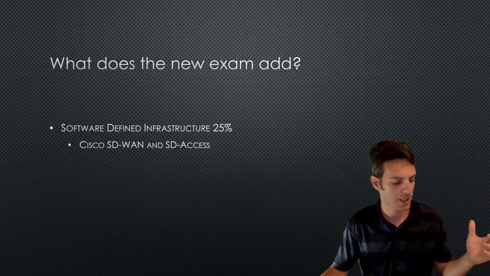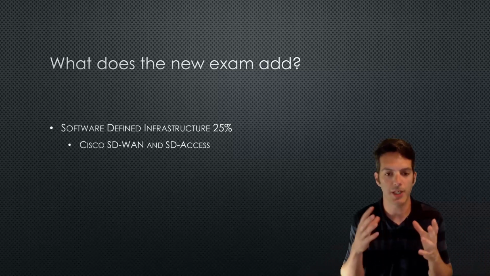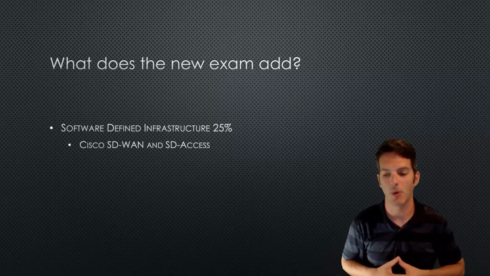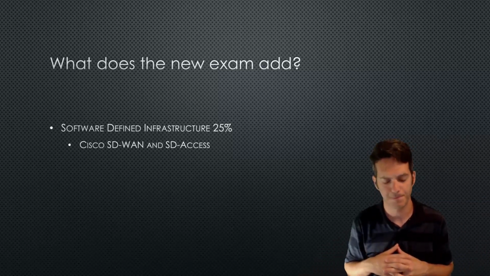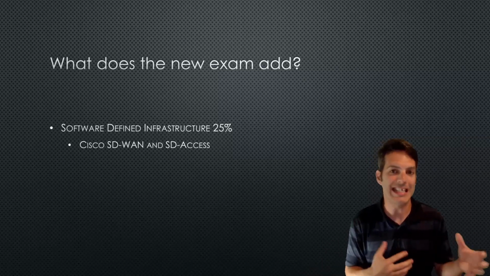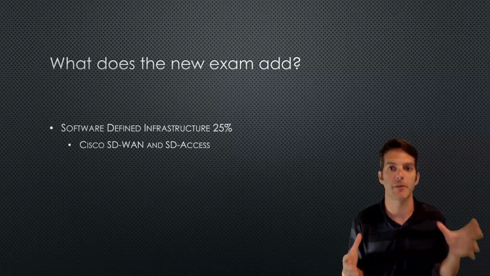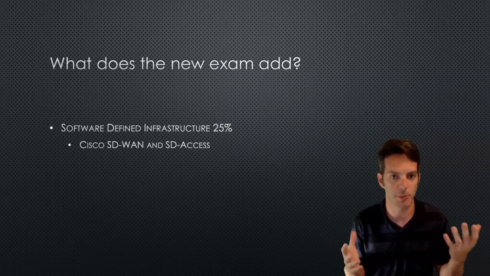One of the things I find interesting about the new CCNPs is that they're modular now. You have the core exam, and then you also have some other concentration exams. The idea is that if you take all of the concentration exams for your particular area, that'll get you ready for CCIE. That's the simplest way to put it.